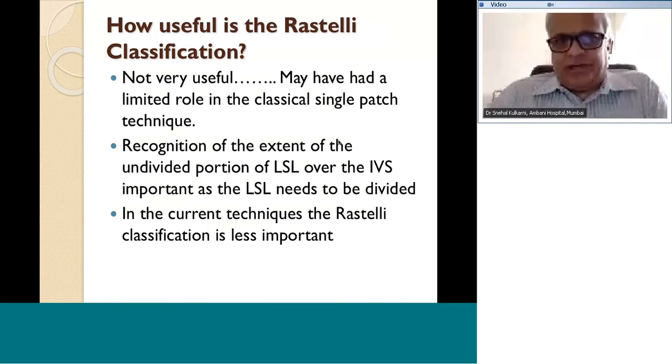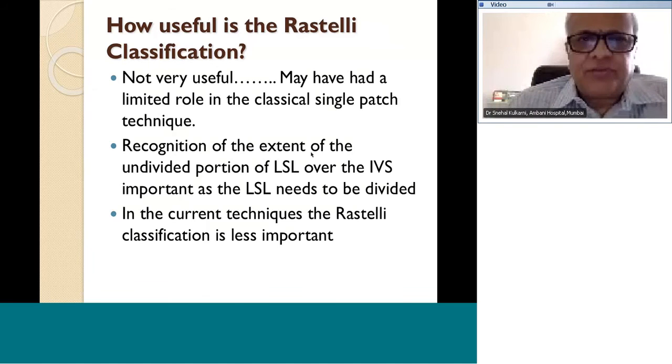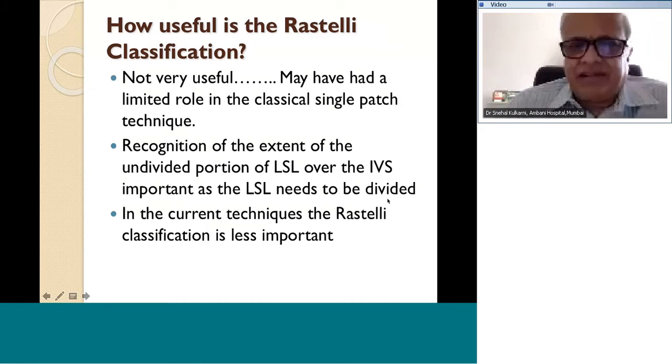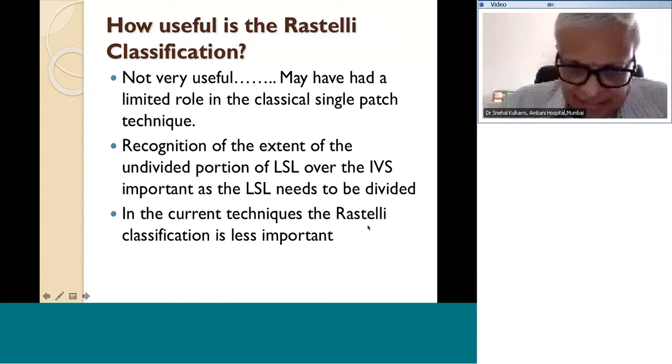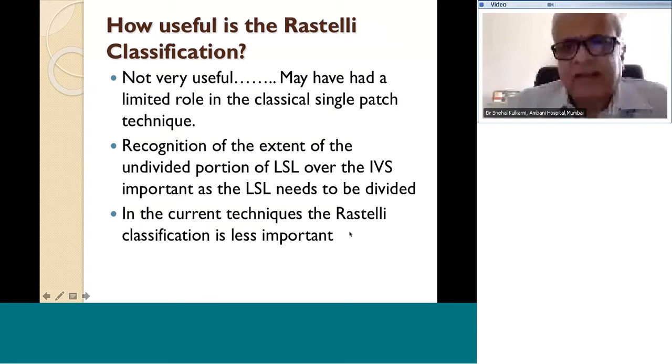So how useful is the Rastelli classification? Because we all keep talking about it. Well, not very useful from the surgical point of view. It may have a limited role in the classical single patch technique, which is not done anymore. But recognition of the extent of undivided portion of the left superior leaflet over the interventricular septum is important, as the left superior leaflet needs to be divided in this technique. But in the current techniques of repair of AVSD, Rastelli classification is less important, except that if it is very much type A, the long-term incidence of left ventricular outflow tract obstruction may be a little more in these children.